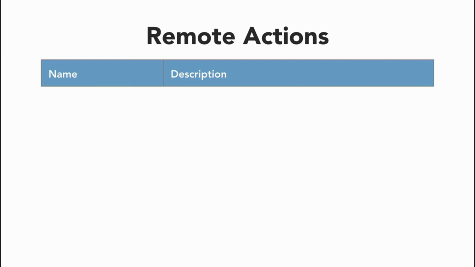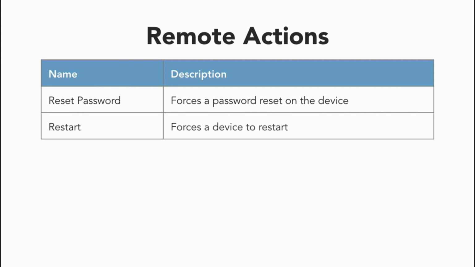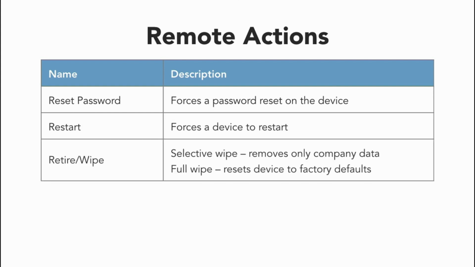The remote actions that you can perform include issuing a reset password, which forces the user to reset their password on the device. Restart, which will shut down and restart the device remotely. Retire or wipe, which offers us two options. We can select a selective wipe, which will remove only the corporate data managed by Intune, leaving all personal data intact, or a full wipe. This option will wipe the device and return it to its factory default settings.